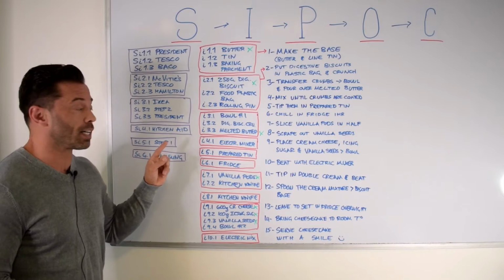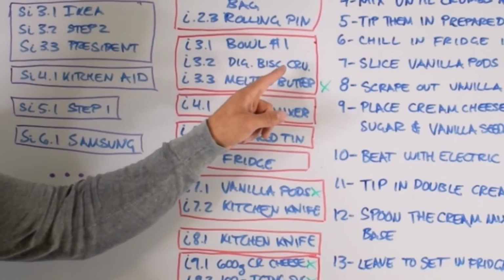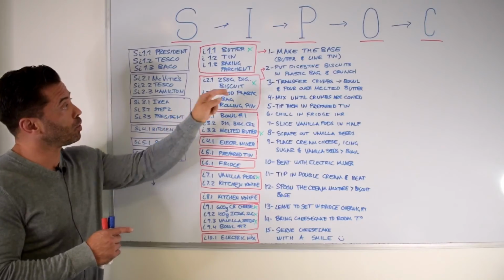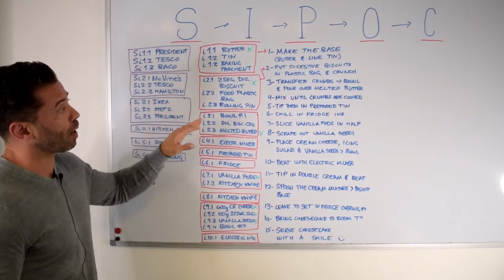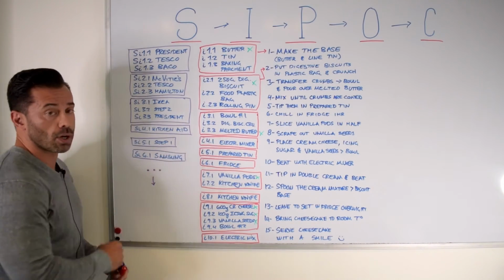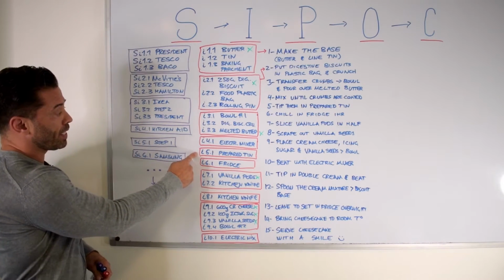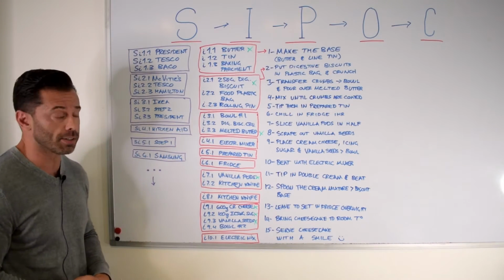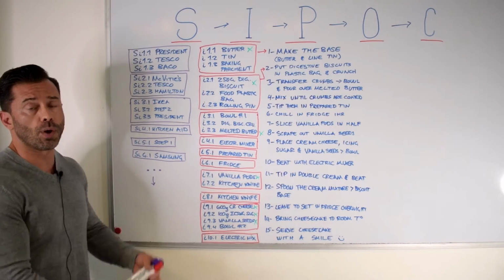But as you can see here, for step number 3.2, the digestive biscuit crumbs, here we are looking at step number 2 in terms of the supplier of that input. So sometimes some of the suppliers will be previous steps in the SIPOC. For the electric mixer, we are going to use a KitchenAid. For the prepared tin, again, we have a step as a supplier, step number 1 in this case. And for the fridge, we are going to use a Samsung fridge. And so on and so forth.